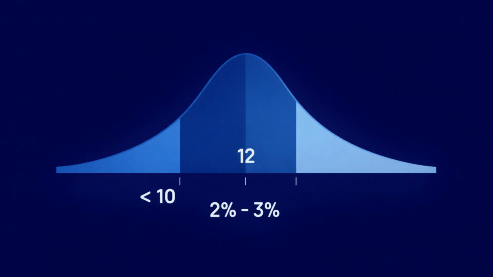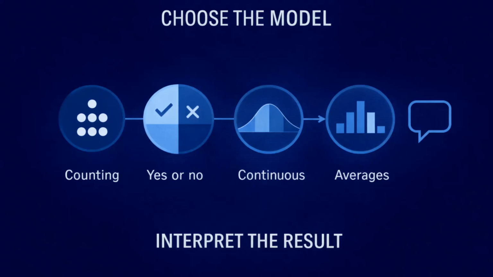As you work through problems like these, keep grounding yourself in the question first. Ask whether you are counting, repeating yes or no outcomes, measuring a continuous variable, or working with averages. That decision tells you which probability distribution concept applies. StatCrunch handles the calculation, and your job is to explain what the probability means in the real situation.